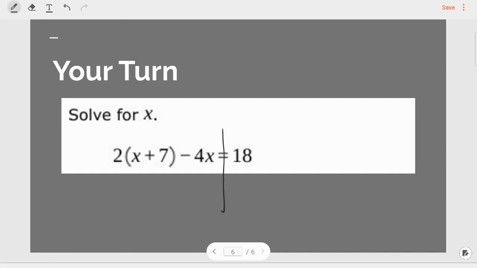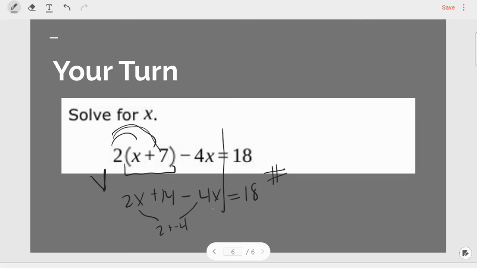All right, let's solve this. I'm going to distribute what is in front of the parentheses, which is a positive 2. 2x, 2 times 7 is 14, minus 4x, I bring that down, equals 18. This is my variable side, since only the variables are over there. Combining my like terms, 2 and negative 4 give me negative 2.